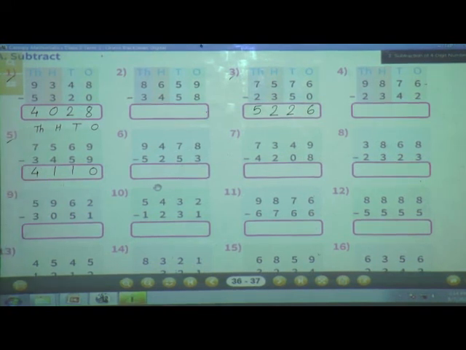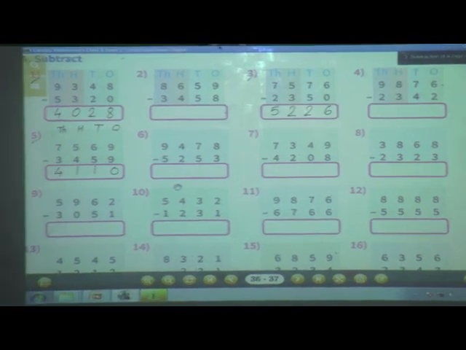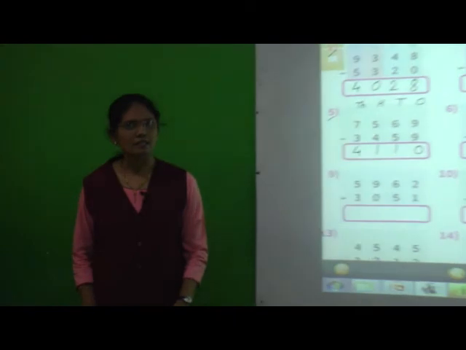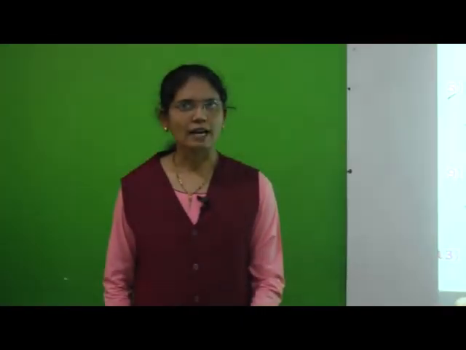So what will be the answer? The answer is 4,110. This will be the answer. Now students, today we have started exercise 3.1, and from that we have seen the first 5 sums. Remaining sums we will solve in our next session.